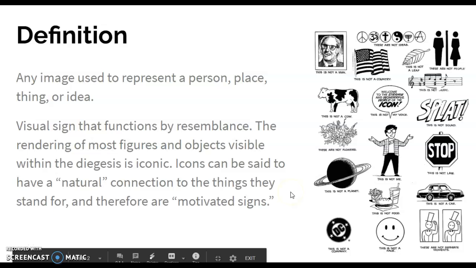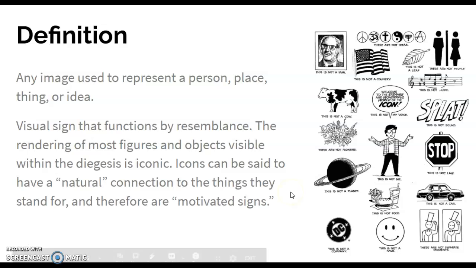According to Scott McCloud, an icon is any image used to represent a person, place, thing, or idea. And then I found an alternative definition that a professor at Indiana University used, and it was a visual sign that functions by resemblance. The rendering of most figures and objects visible within the diegesis is iconic. Icons can be said to have a natural connection to the things they stand for and therefore are motivated signs.